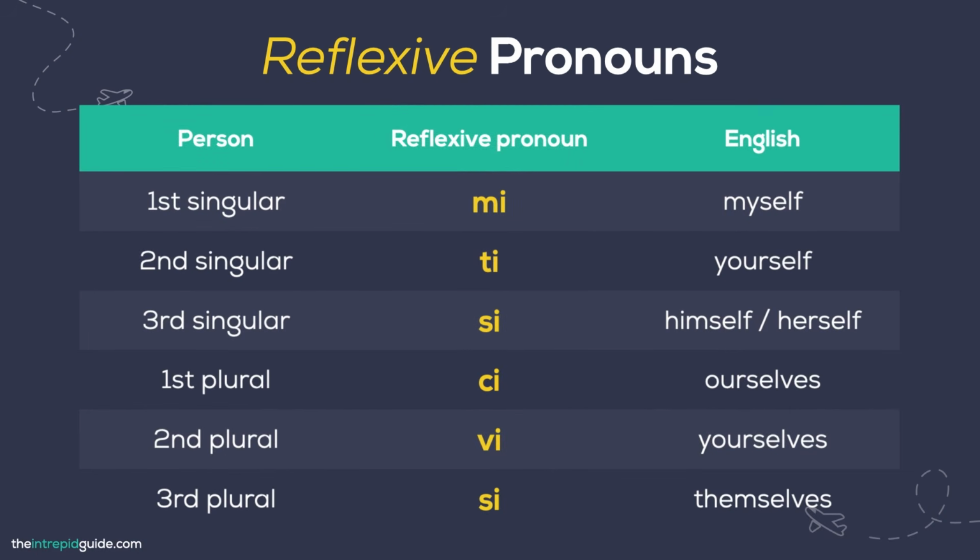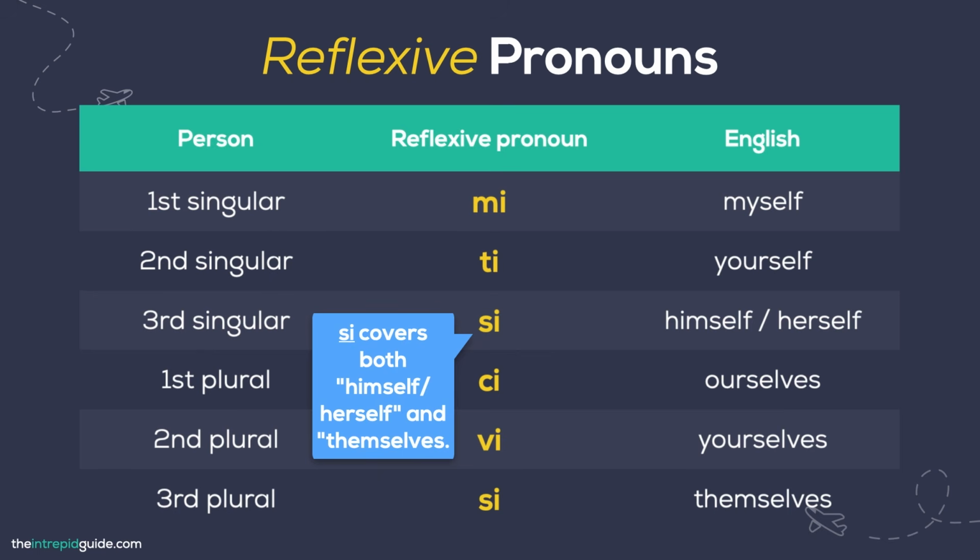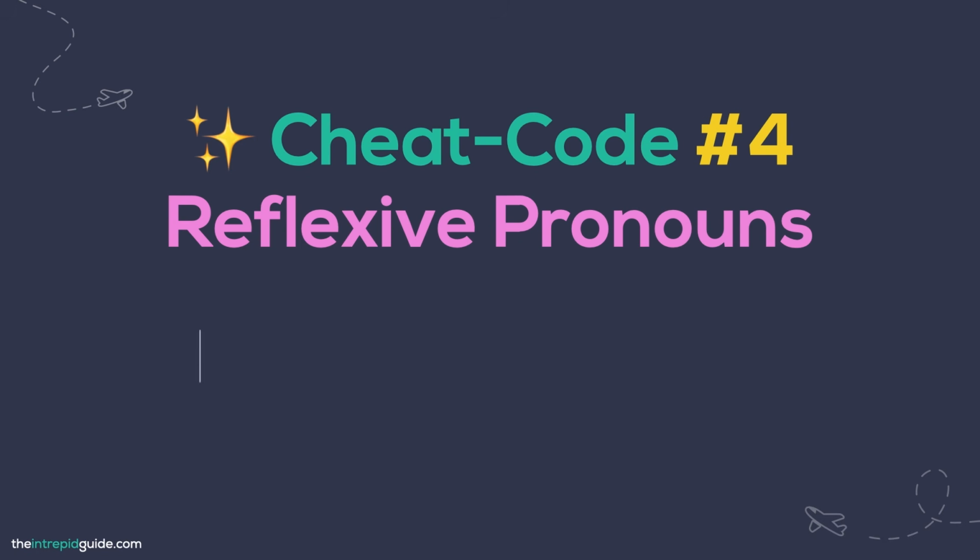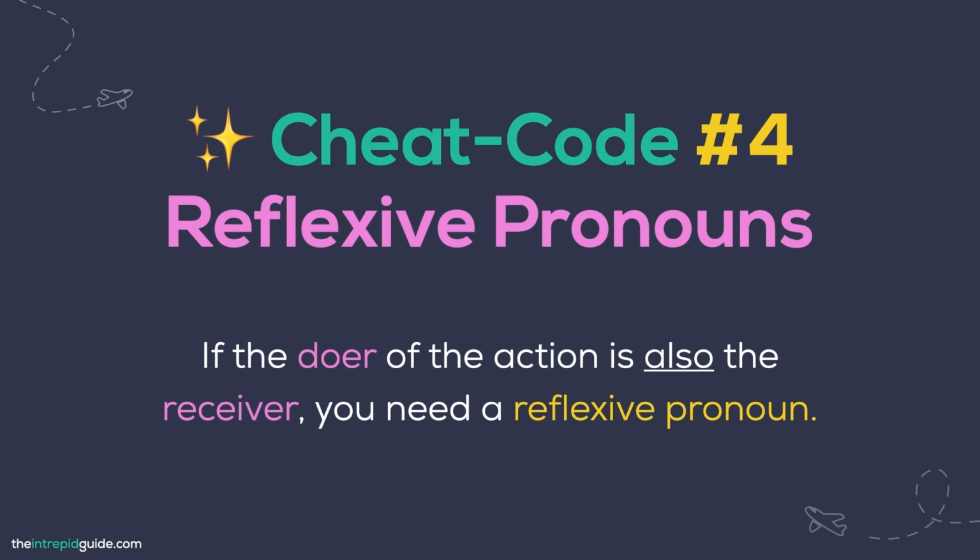Here are all 6 reflexive pronouns in Italian. Take a look. Mi. Ti. Si. Ci. Vi. Si. Notice the forms here. The mi, ti, ci, and vi are exactly the same as what we saw in cheat code 2. Only the third person is new. Si covers both himself, herself, and themselves. So cheat code number 4 is, if the doer of the action is also the receiver, you need a reflexive pronoun. Now to lock these 6 reflexive pronouns into your memory, here's a phrase I give all my students.